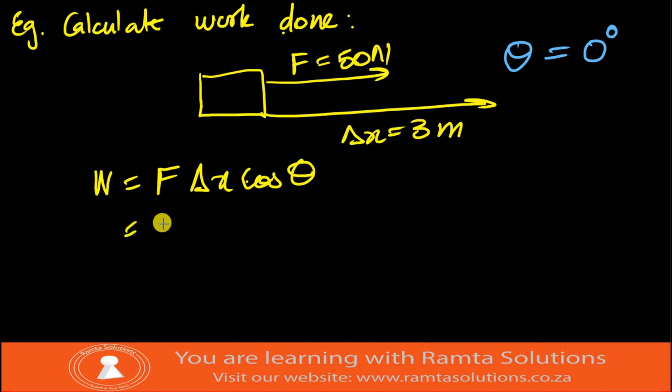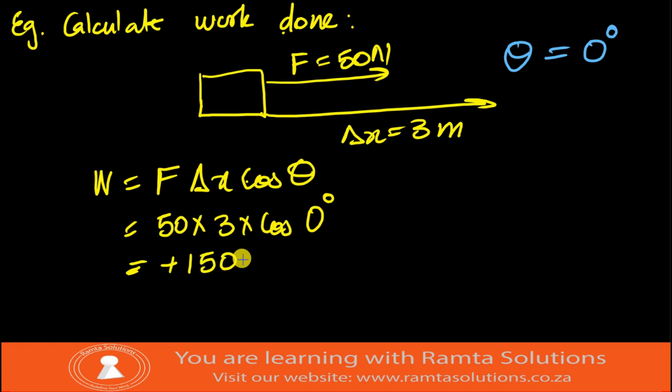Therefore, the force is 50, the displacement is 3, and the angle is 0 degrees. On your calculator, this returns positive 150 joules. So this means this is the energy it takes to move the object. All right, moving on.